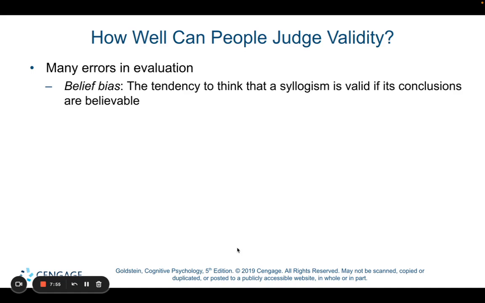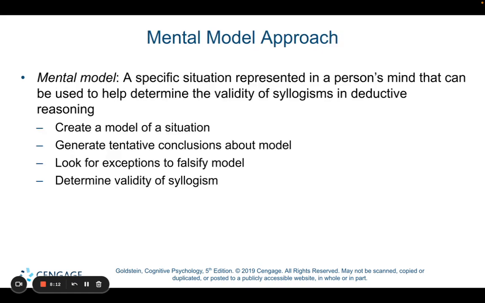So when we think about it, how well can people actually judge what's valid? We can always have many errors. There's something called the belief bias, which is our tendency to think that a syllogism is valid if its conclusions are believable. We also have the mental model approach, which is a specific situation that's represented in a person's mind that can be used to help determine the validity of a syllogism in deductive reasoning. It can help you create a model of a situation, generate tentative conclusions about the model, look for exceptions to falsify the model, and determine the validity of the syllogism.